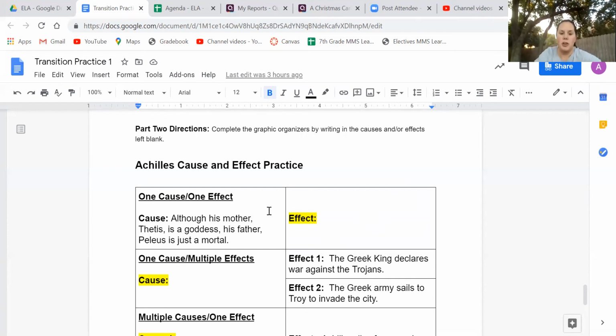Your first one was one cause and one effect. Your next one has one cause that can spider out and give you two effects. So one thing happened, and then the Greek king declared war on the Trojans. One thing happened, and the Greek army sails to Troy to invade the city. What one thing led to both of those effects?